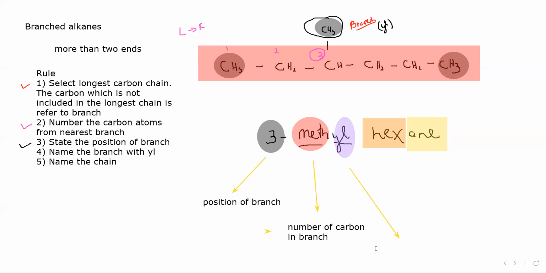Because it is a branch. Whenever you have a branch, the name should always have yl. Hex, because there are 6 carbon atoms in the chain. And ane, because they have a single bond. So a single bond is there throughout the structure. That's why it is ane. So 3-methyl hexane is the name of this structure.